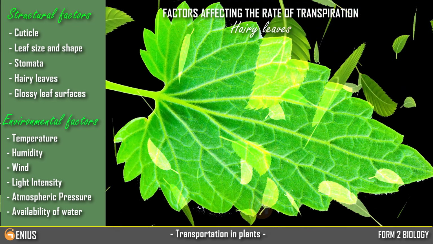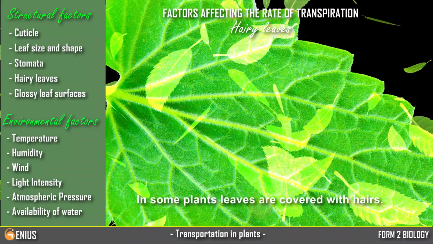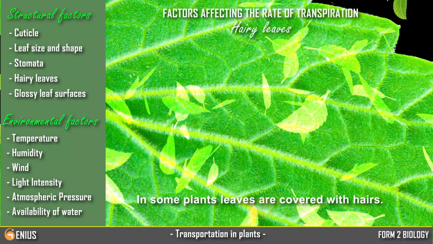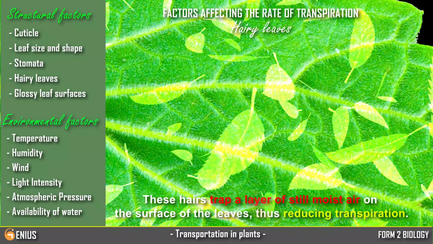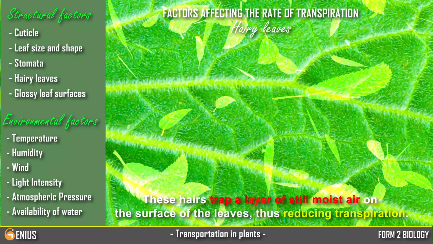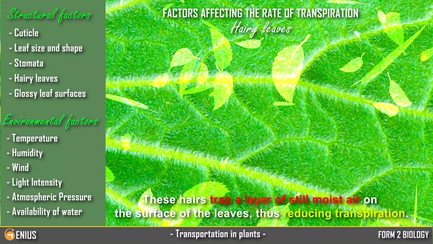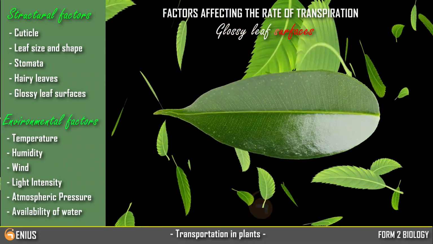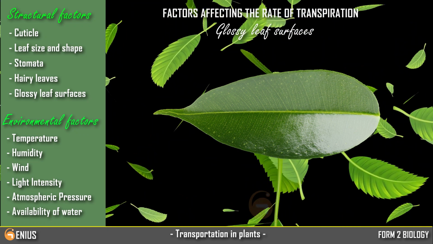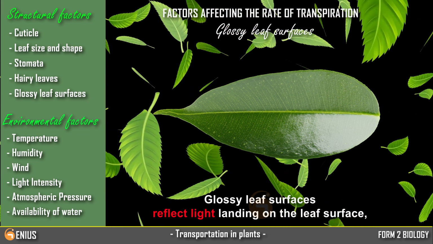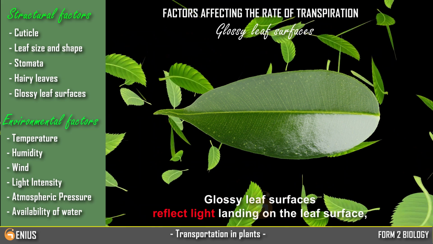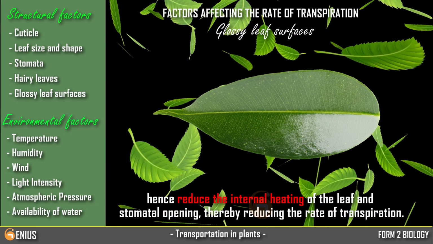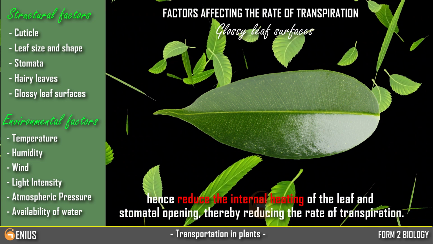Hairy leaves. In some plants, leaves are covered with hairs. These hairs trap a layer of still moist air on the surface of the leaves, thus reducing transpiration. Glossy leaf surfaces. Glossy leaf surfaces reflect light landing on the leaf surface, hence reduce the internal heating of the leaf and stomatal opening, thereby reducing the rate of transpiration.